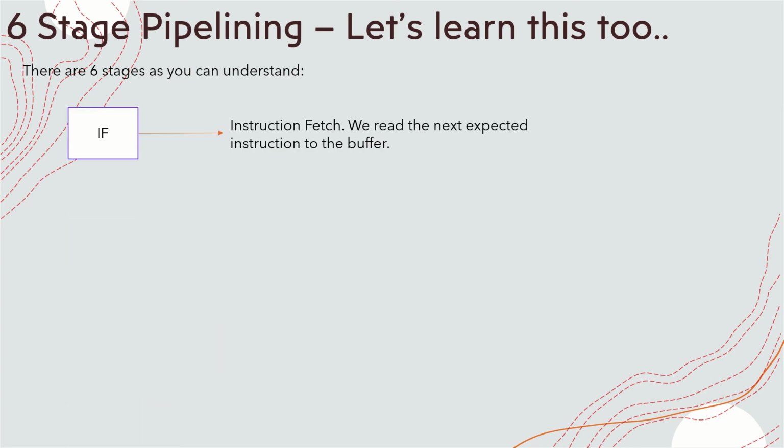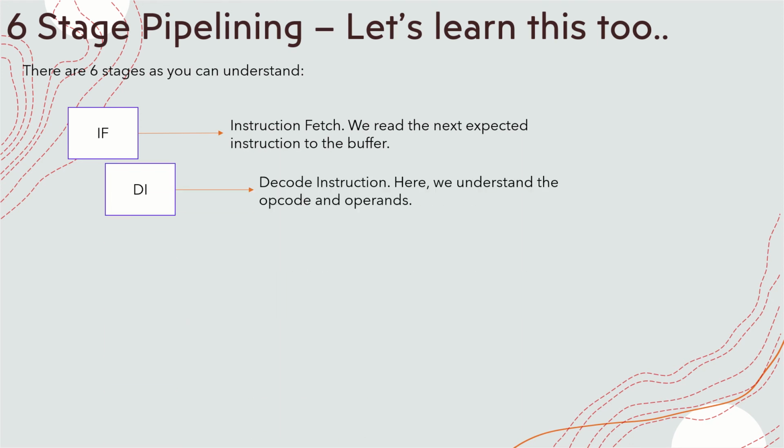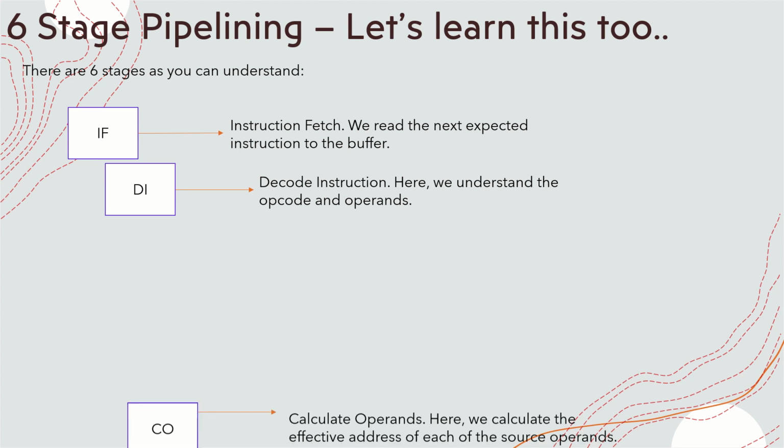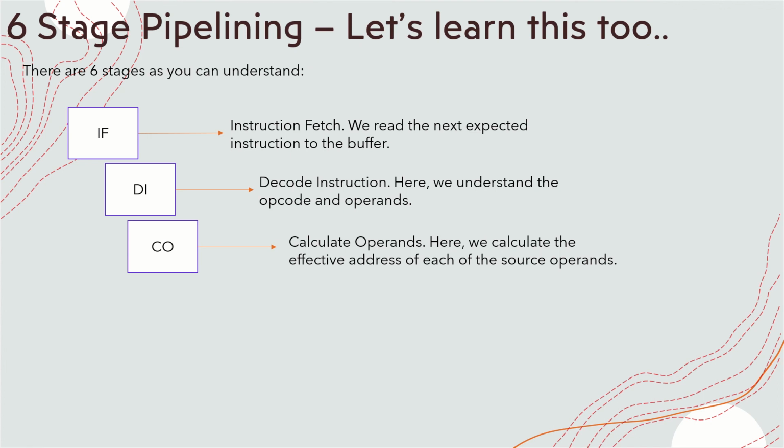Yes, we have got one more stage added and the first stage is called the instruction fetch. We read the next expected instruction from the buffer. That is, we are going to acquire the instruction. That's what is called instruction fetch. Now we need to understand the opcode and the operands and that's what is called decode. That's called DI, decode instruction. The third stage is called calculate operands. Yes, we need to calculate the effective address of the source operands, where exactly those operands are available. The effective address would be calculated and this is the third stage, called calculate operands.